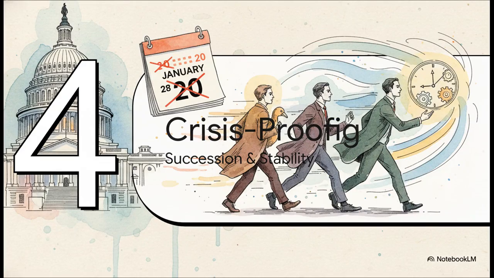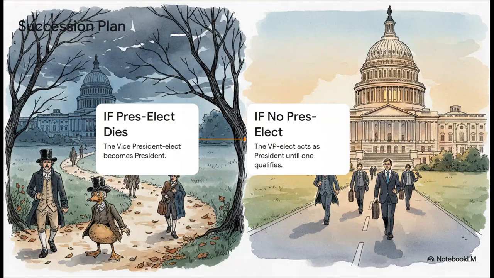But wait, there's more. The amendment didn't just stop at changing dates. It also looked ahead, anticipated potential crises during that handover period, and built in a really critical constitutional safety net. What it did was lay out this crystal clear plan, a what-if for the presidency. So, what happens if the president-elect dies before they can take office? Simple. The vice president-elect becomes president. It took all the guesswork out of who's in charge during a national emergency.